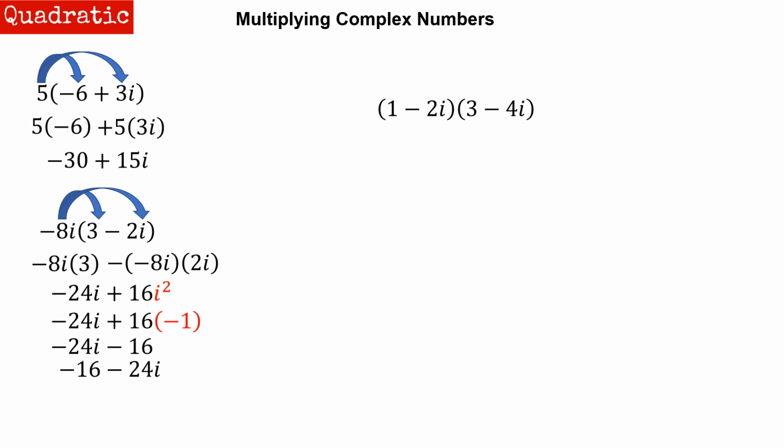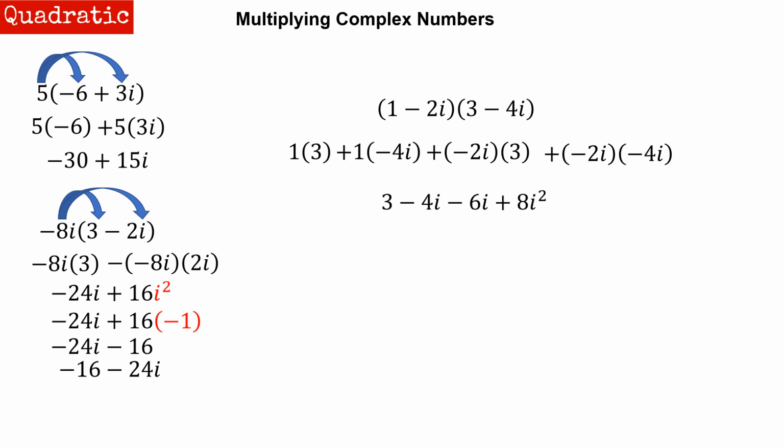If you guessed we're going to FOIL for the last one, you are correct. We're going to multiply the first, outside, inside, and last. Now let's simplify. We're going to end up with 3 minus 4i minus 6i plus i squared plus 8i squared. What I like to do first is collect like terms. -4i minus 6i is -10i.